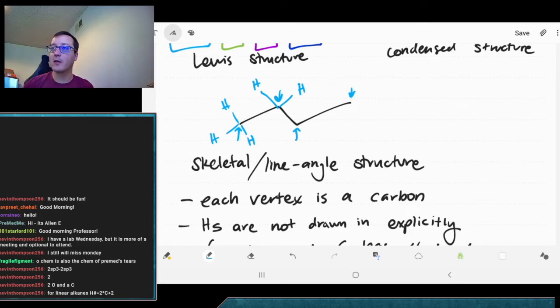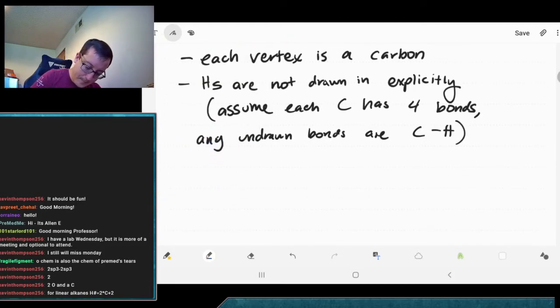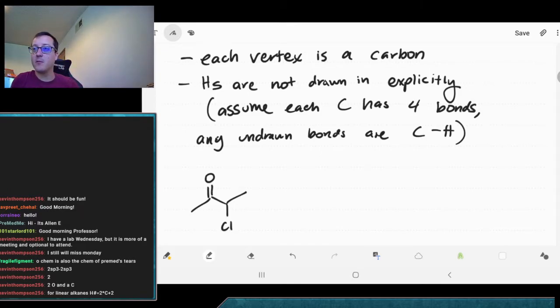But I would like to focus right now on just looking at individual atoms and looking at how many hydrogens those might have. Let's take a look at a couple of examples. Here's a molecule. If we want to draw this as a Lewis structure, we can do that. Let's first identify how many carbons are in this.